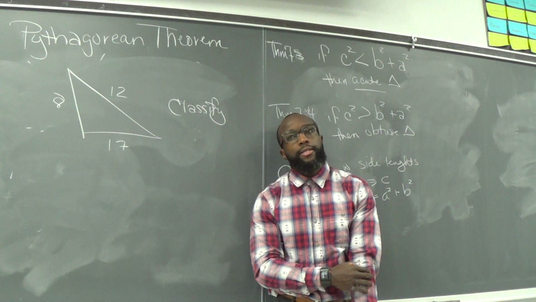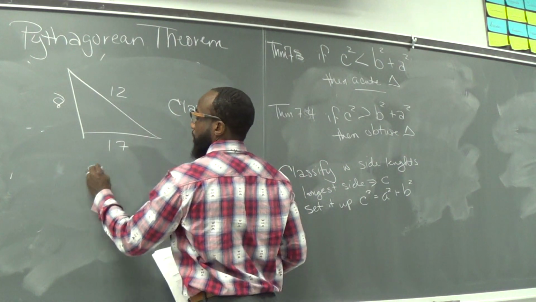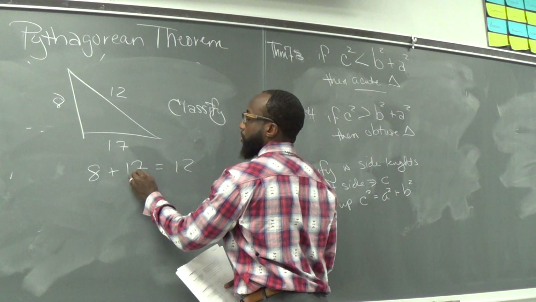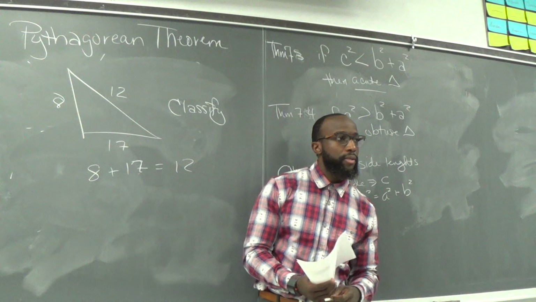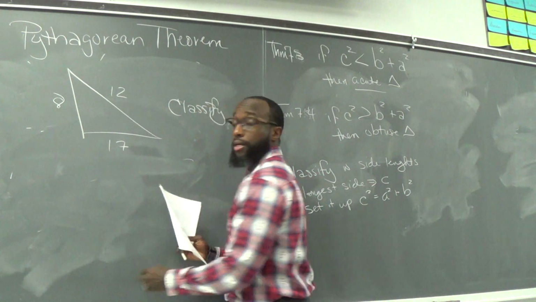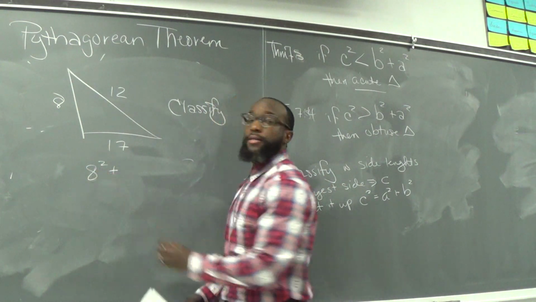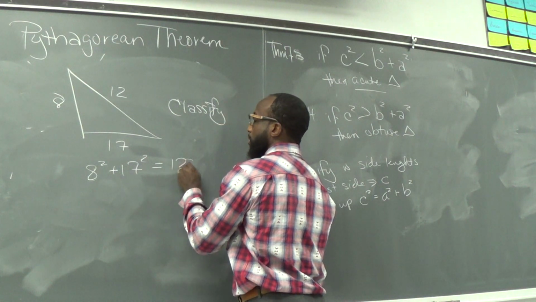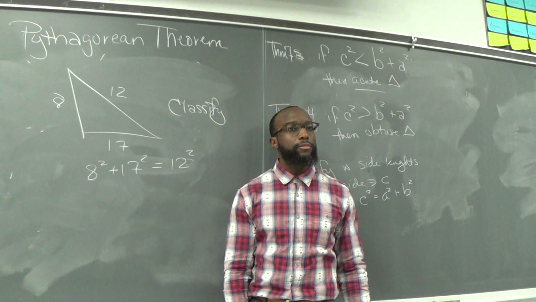Yeah, Maria. Add 8 and 17? Equal to 12? Y'all agree with that? No. What should it do? Add the squares. So say it again, Molly. A squared plus 17 squared equals 12 squared? Y'all agree with that? No. What should it be, Kiko?